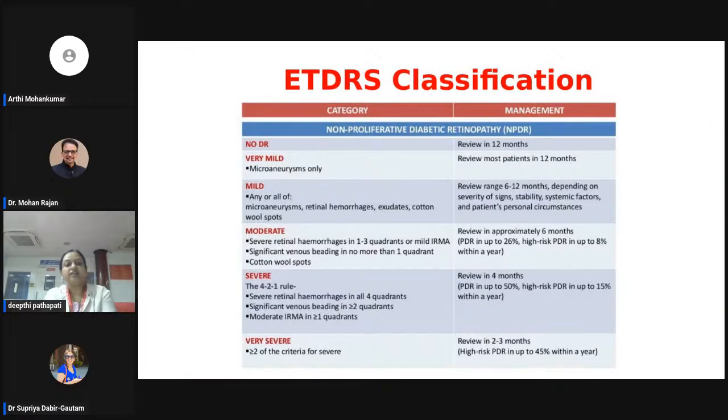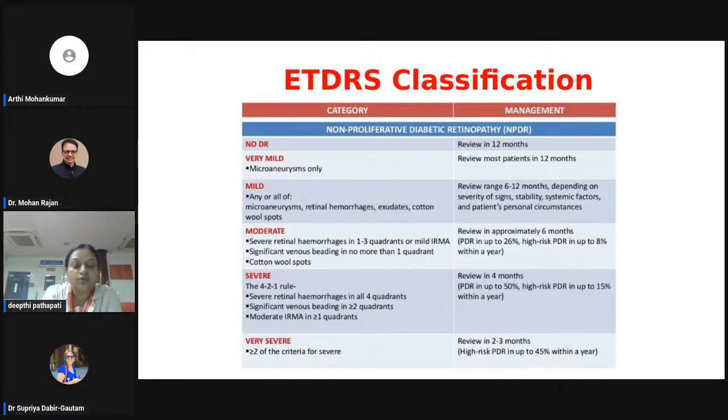This is the ETDRS classification where no DR is no diabetic retinopathy, very mild is microaneurysms only, mild is any or all of microaneurysms, retinal hemorrhages, exudates, and cotton wool spots. Moderate is severe retinal hemorrhages in 1 to 3 quadrants or mild IRMA, significant venous beading in no more than 1 quadrant, and cotton wool spots.